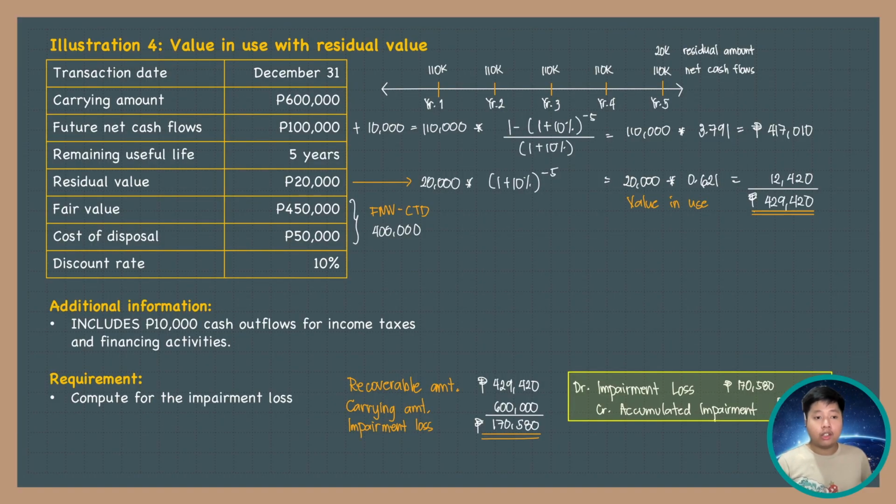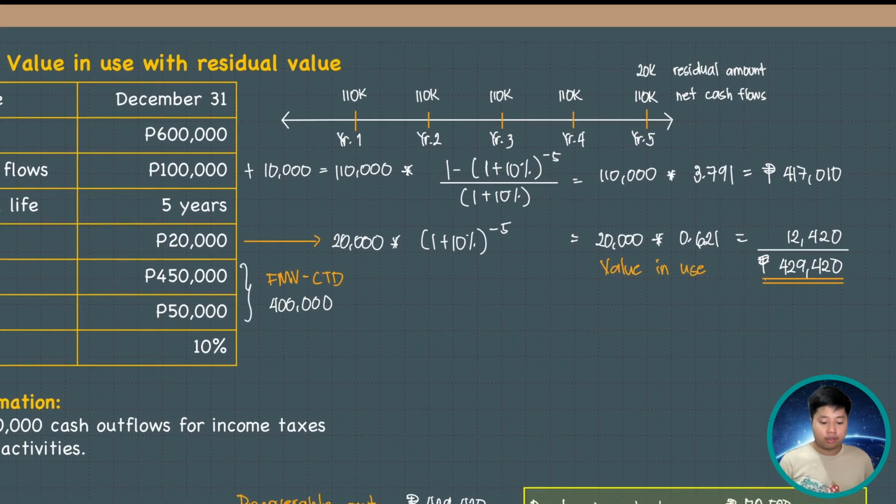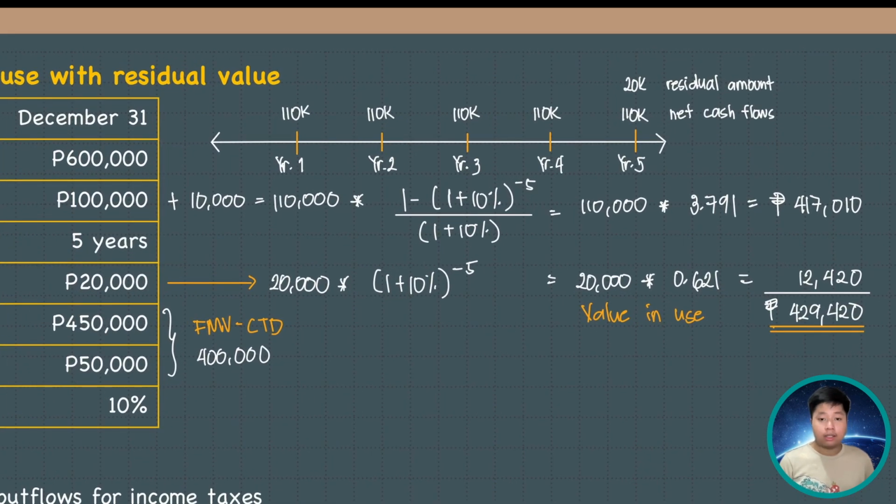The following are the case facts for illustration number 4. Let us try first to illustrate the case facts. It says here that the future net cash flows is 100,000 pesos. We have to take into consideration that a cash outflow of 10,000 pesos related to the income taxes and financing activities has been included as part of the cash flows under PAS 36. According to the standards, these 10,000 pesos should not be included as part of your outflows. That's why we are going to add it back. Then we will have our adjusted cash flows of 110,000 pesos.